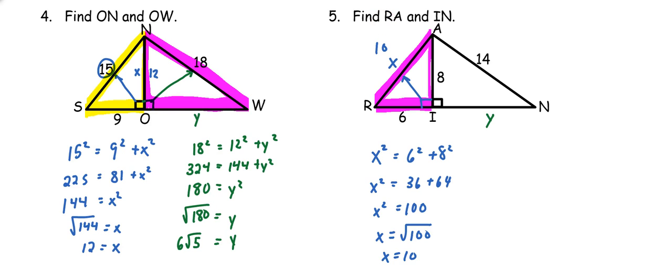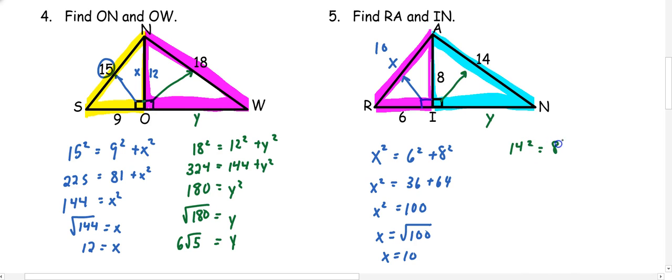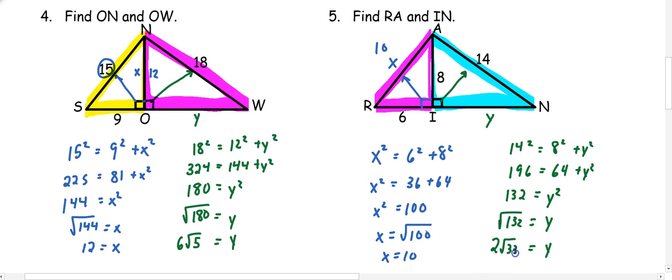And in our other triangle, we have 8, 14, and y. So 14 is across from the right angle. 14 squared equals 8 squared plus y squared. 14 squared is 196 equals 64 plus y squared. So when I subtract 64 from both sides, I get 132 equals y squared. So I get that y equals the square root of 132, which I need to break down that radical into 2 root 33.